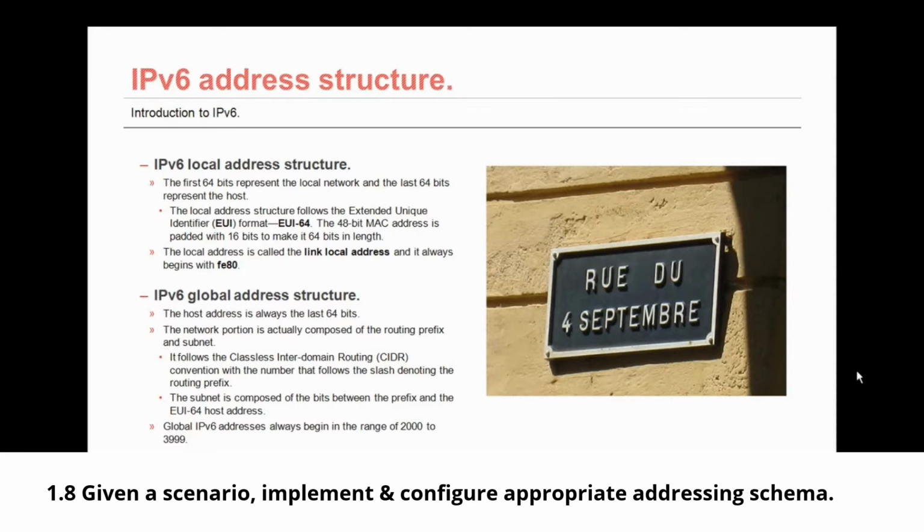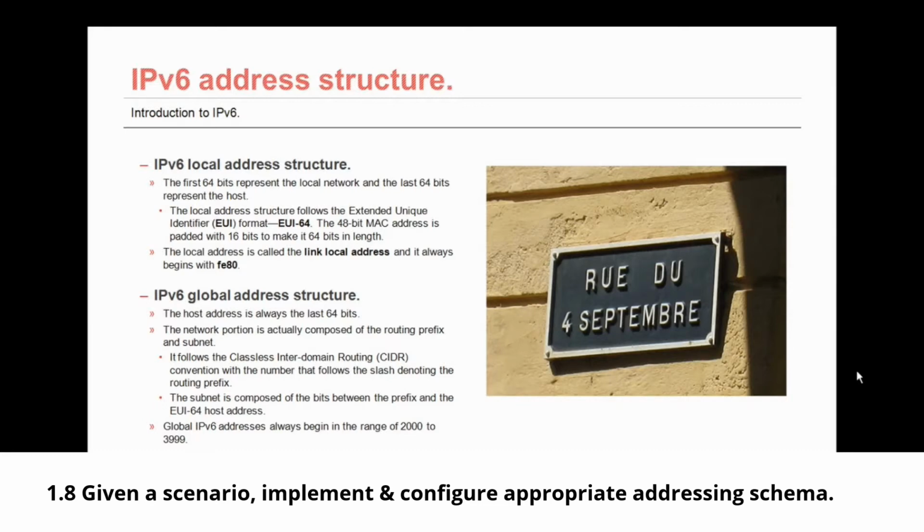Now the global address is unique. There is only one, and every device gets one. The host address is still always the last 64 bits, but every device actually gets assigned to a global network. The network portion is composed of a routing prefix and a subnet. This portion of the global address structure follows the classless interdomain routing, or CIDR, convention, with the number that follows the slash denoting the routing prefix. That's the part of the extremely global network that you belong to.